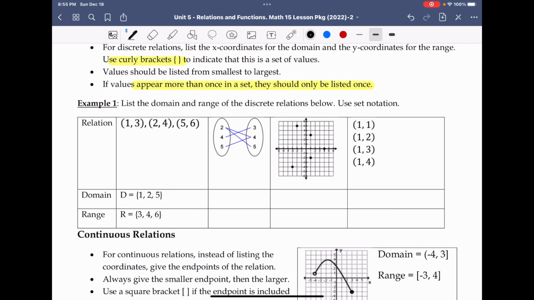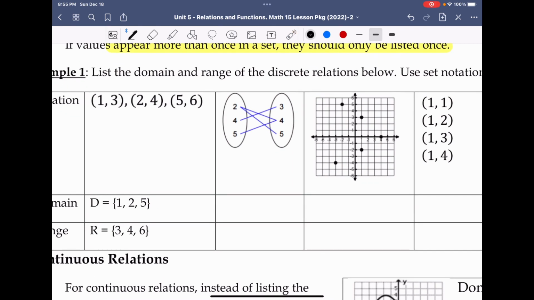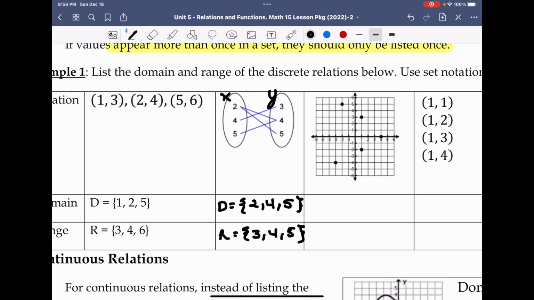Now we're going to do the same thing with the next example. What I want you to realize is that we have inputs, or our x values, on the left and then our outputs, or our y values, on the right. When we put this in set notation for this discrete data, we say domain is equal to curly bracket, and I list out all my x values in numerical order. So 2, 4, and 5, close bracket. I then do the same thing for range. Range is equal to, and now I look at my outputs, or my y values: 3, 4, and 5. There we go.